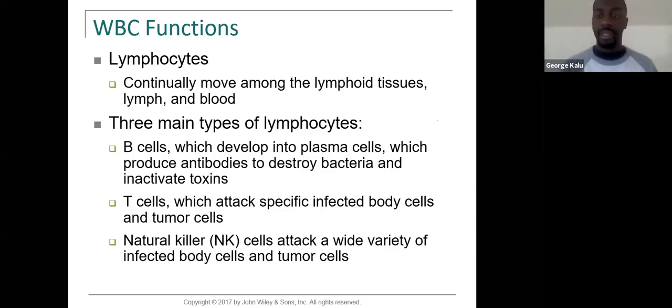Okay? The second type of lymphocyte are the T cells. Okay? And so T cells are able to destroy any infected body cell. Okay? Any cells that have been infected by a specific pathogen or any kind of tumor cells are going to be targeted by our T cells. Okay? And then the third type are the natural killer cells, or the NK cells. And again, they do similar things to the T cells, in that they'll be fighting off infected body cells and tumor cells, but they're going to be able to do it on a larger scale and attack a wider variety of those cells.